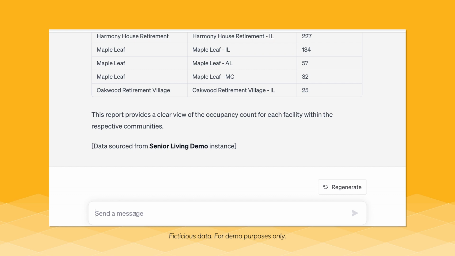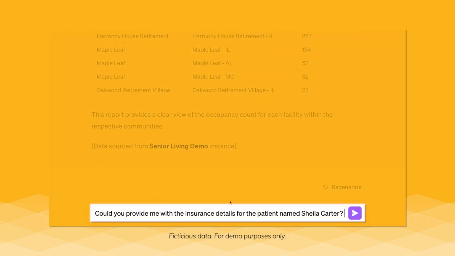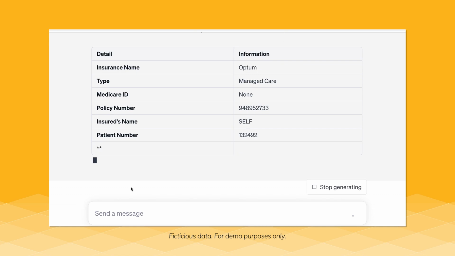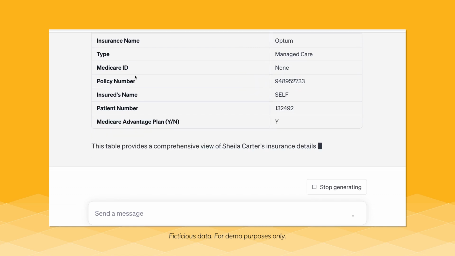So I'm going to ask some insurance information about a particular patient or resident by the name of Sheila Carter. Again, all of this information has been de-identified for demo purposes. In this case, we can look up the name of the insurance provider, the type, Medicare ID, policy number, the insured's name, patient number, as well as whether or not they are enrolled in a Medicare Advantage plan.